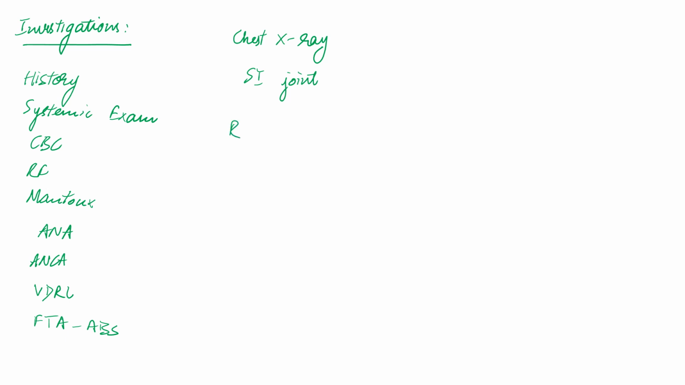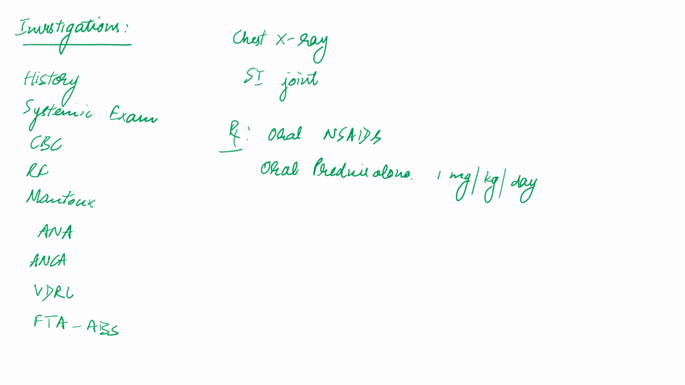Now let us discuss about the treatment of a case of scleritis. For non-necrotizing anterior scleritis, that is for diffuse or nodular scleritis, we can give oral NSAIDs. If it is severe, we can start on oral prednisolone. The dose of 1 milligram per kilogram per day for the first 1 week, which can be tapered to 20 milligram per day over the subsequent 2 to 3 weeks. If it is very severe, we can start immunosuppressive drugs.